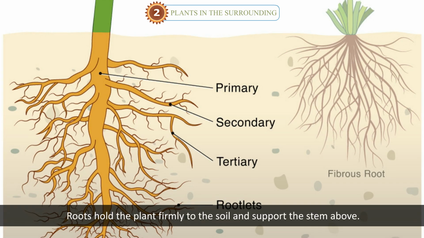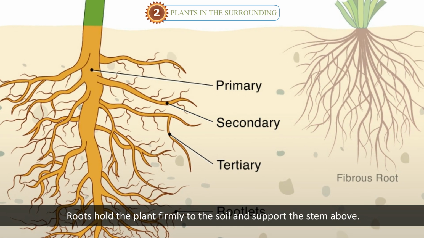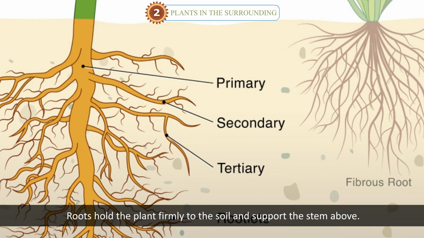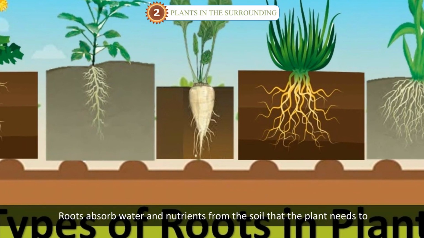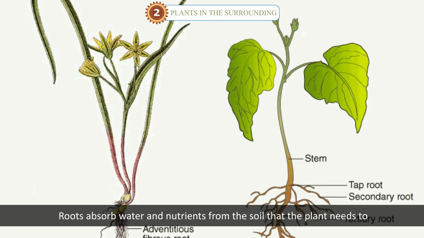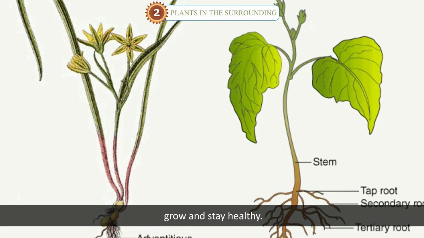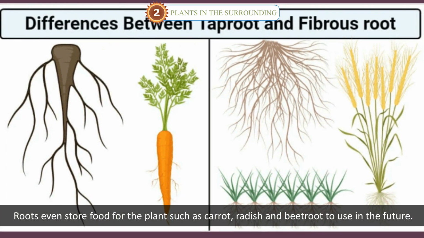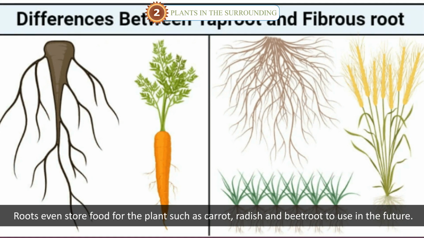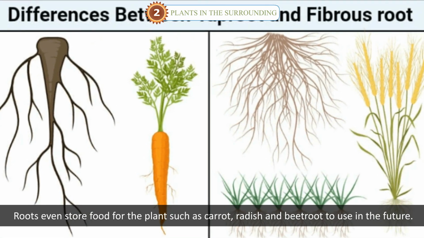Functions of roots. Roots hold the plant firmly to the soil and support the stem above. Roots absorb water and nutrients from the soil that the plant needs to grow and stay healthy. Roots even store food for the plant, such as carrot, radish, and beetroot, to use in the future.